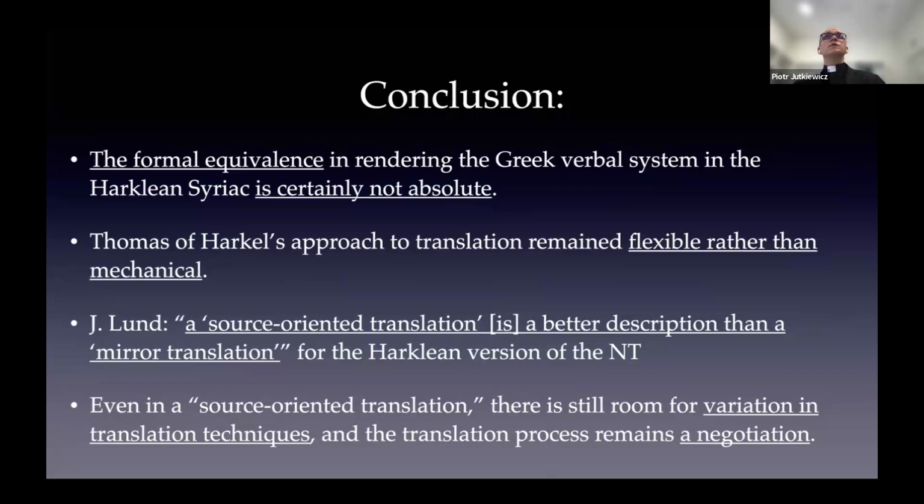This confirms an earlier statement by Jerome Lund that a source-oriented translation is a better description than a mirror translation for the Harklean version. First of all, source-oriented translation is not a pejorative label, and second, it does not insist on the totality of literal approach to translation. Even in a source-oriented translation, as in the Harklean version, there is still some room for variation in translation techniques, and the process of translation remains always, in Eco's words, a negotiation between two texts and two worlds.